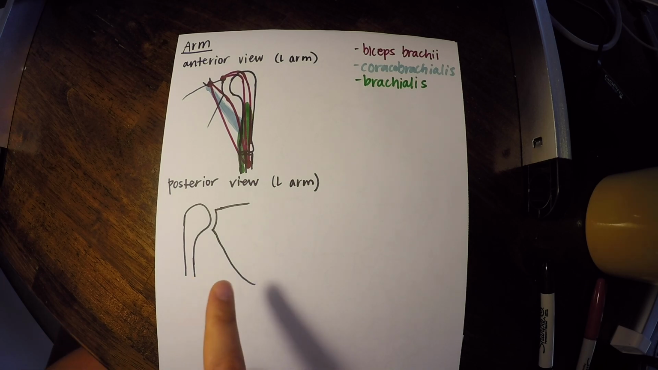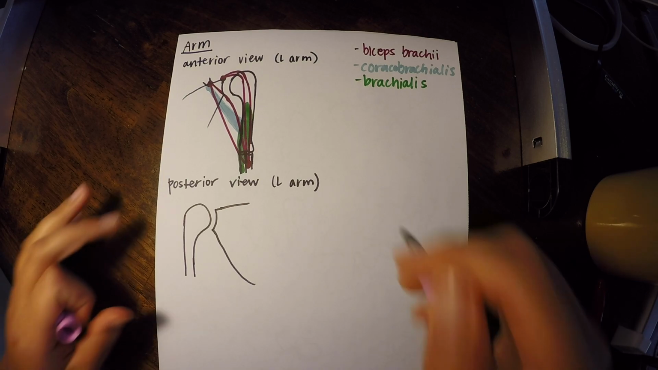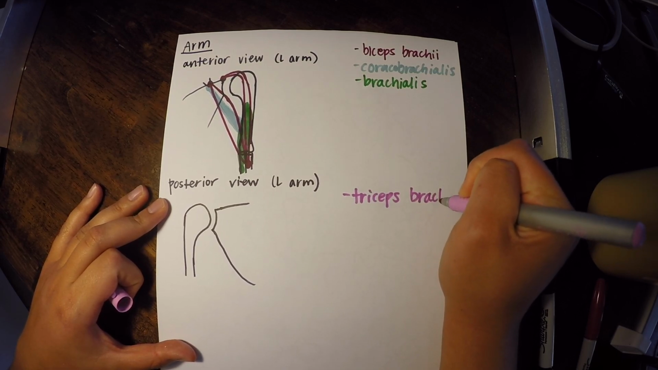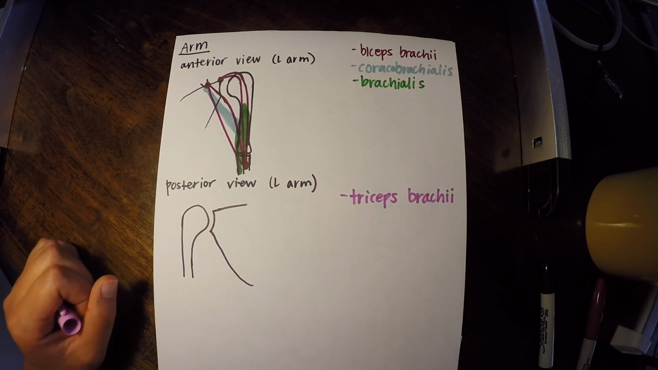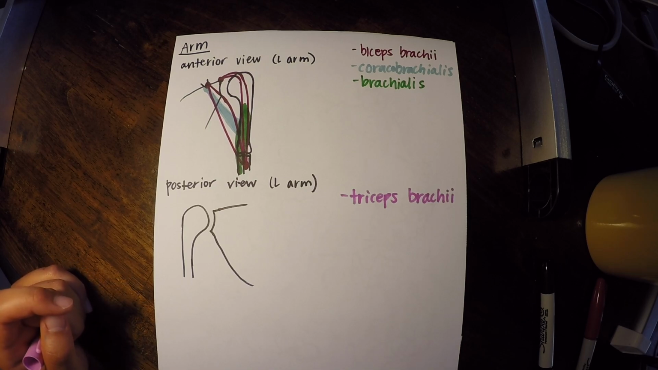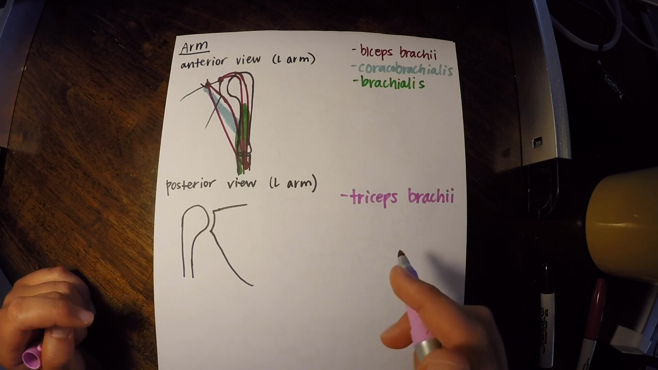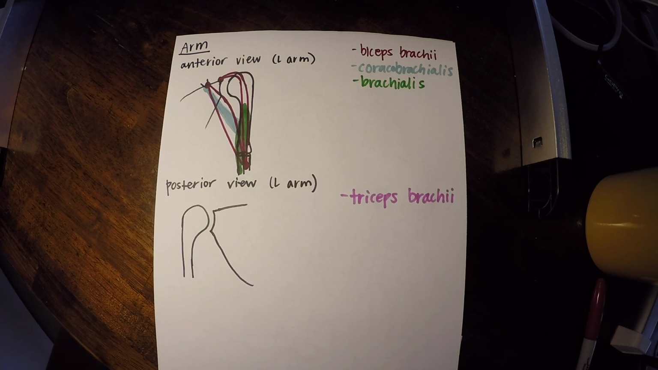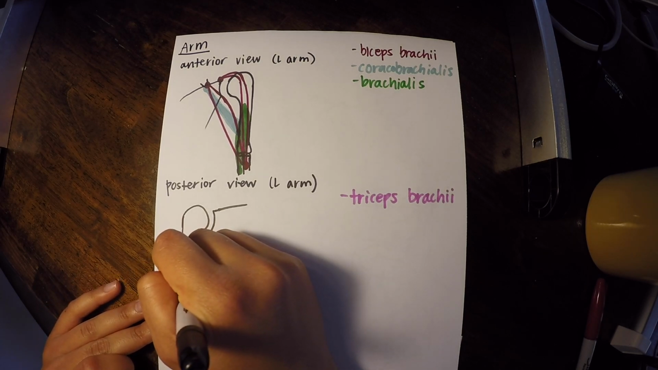Now what I want us to do is move to the posterior view, and with that we're going to cover our triceps brachii. So let's get that going. Now, triceps brachii. Remember I said everything in the posterior arm and forearm is pretty much going to be innervated by radial nerve, or a branch of it? Well, this is no exception. It's going to also be innervated by radial nerve.